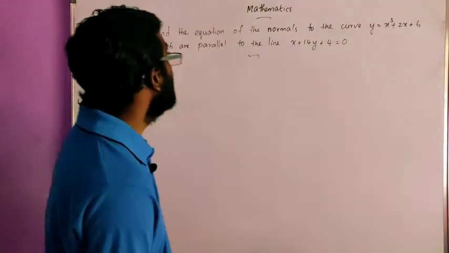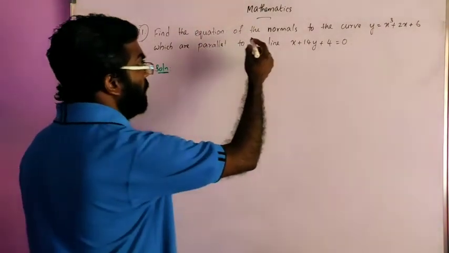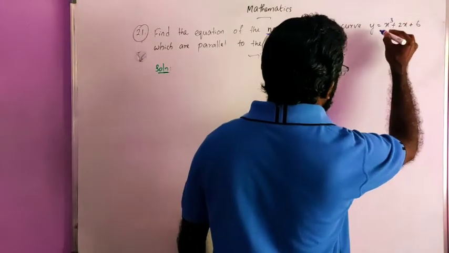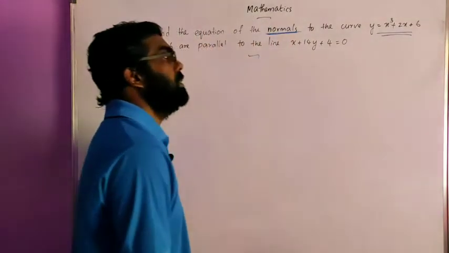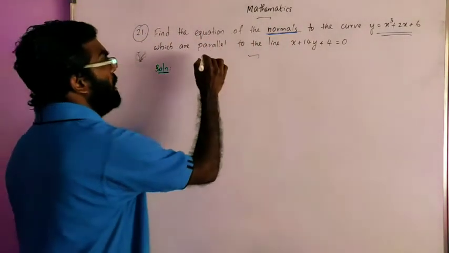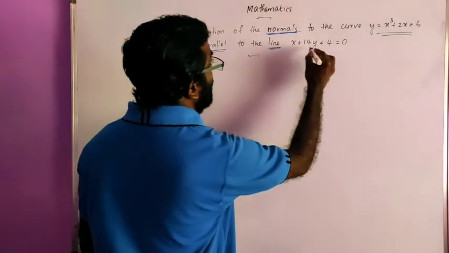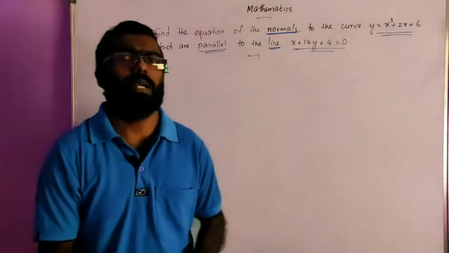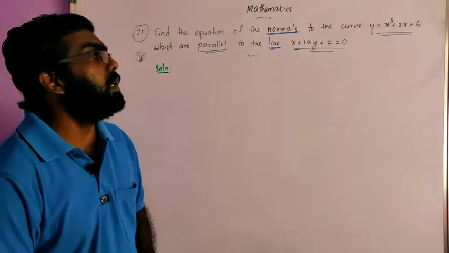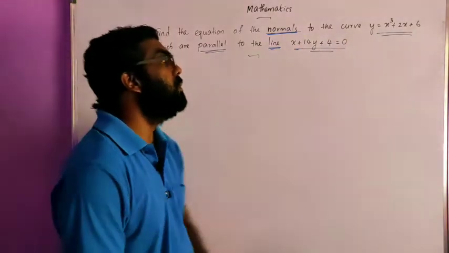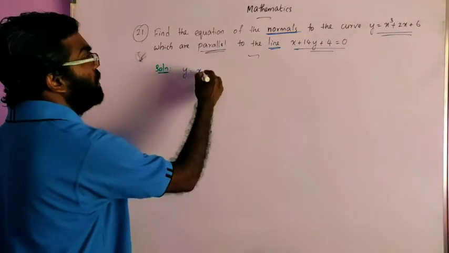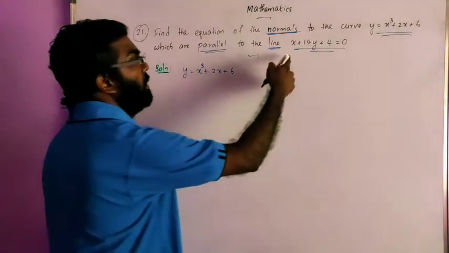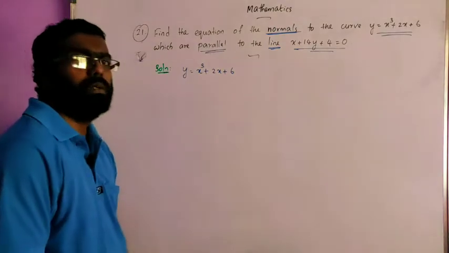Here the question is, find the equation of the normals to the curve y is equal to x cube plus 2x plus 6 which are parallel to the line x plus 14y plus 4 is equal to 0. So we have to write the equation of the normals to the curve y is equal to x cube plus 2x plus 6 and which are parallel to the line x plus 14y plus 4 is equal to 0.